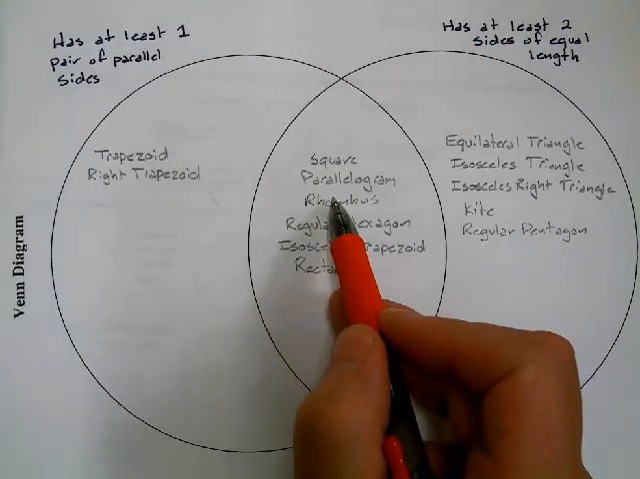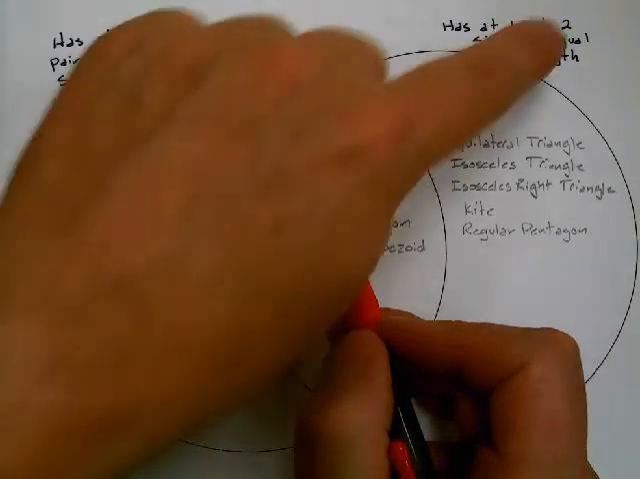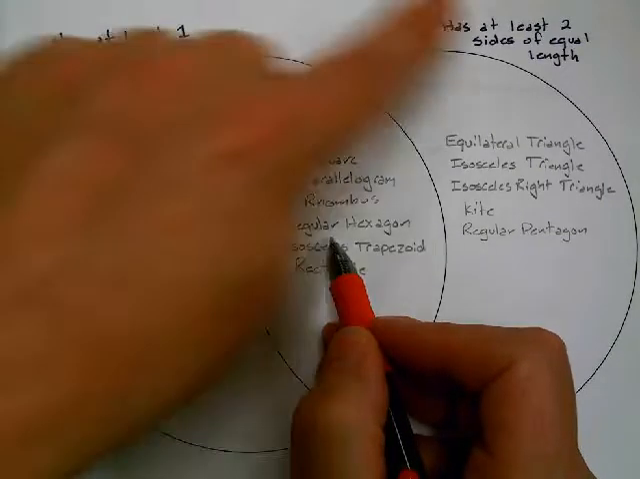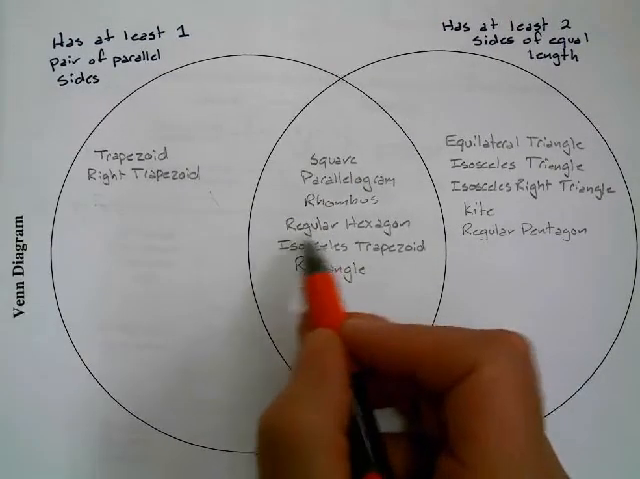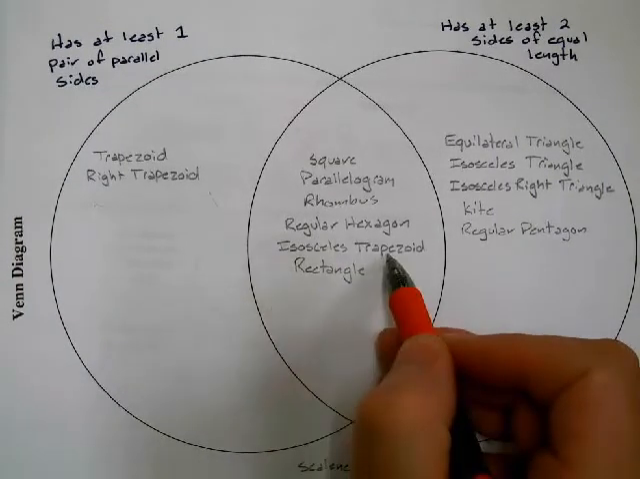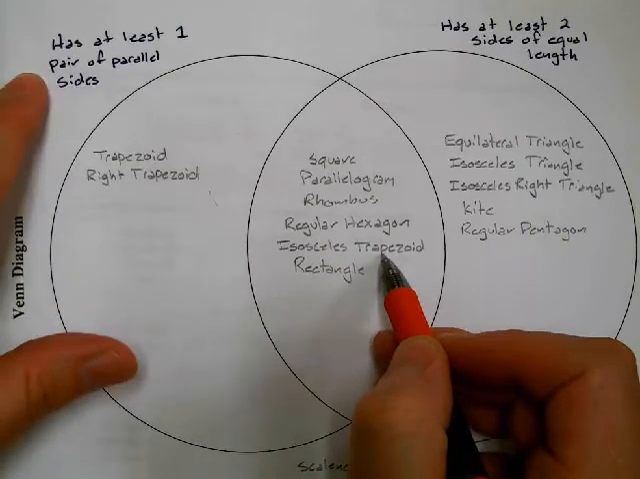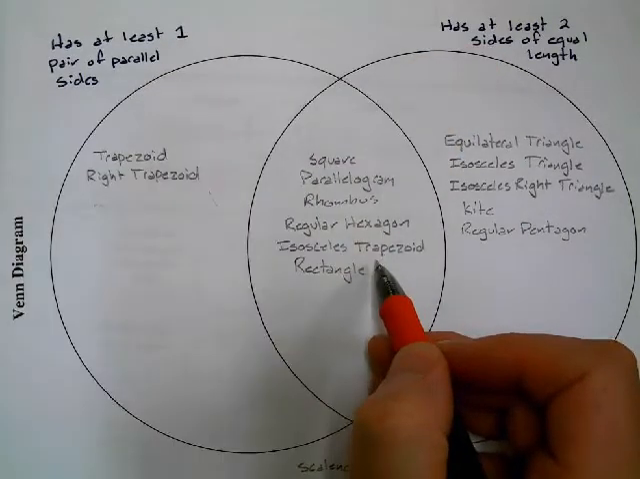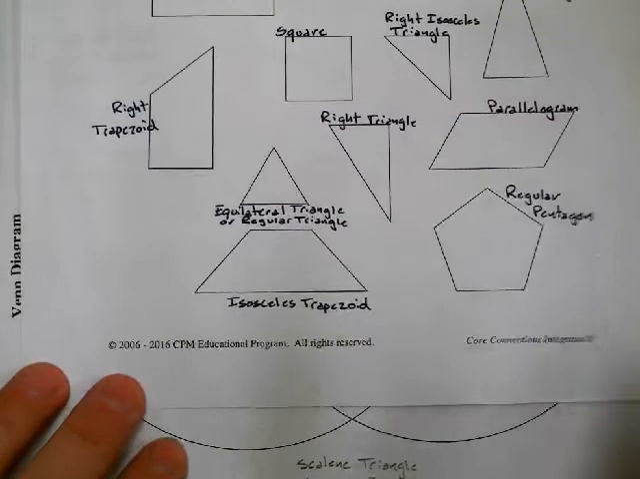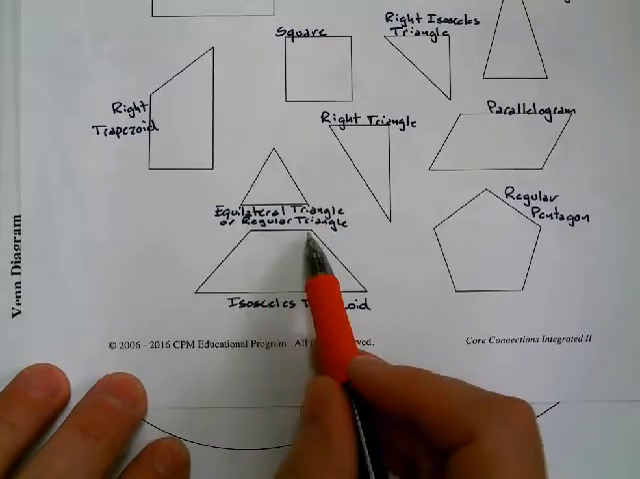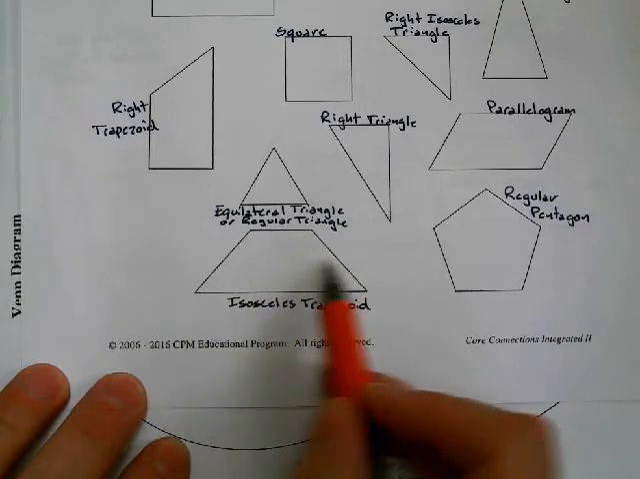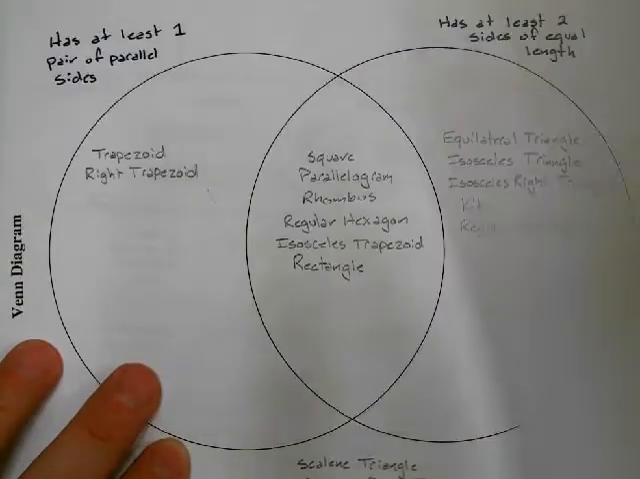Rhombus, parallel sides, sides of equal length. Regular hexagon has parallel sides and sides of equal length. Anytime you see that word regular, that means that the sides are congruent to each other. Isosceles trapezoid, that does have parallel sides and it does have two sides that have equal length. Remember with the isosceles trapezoid, we've got parallel sides here, and then in an isosceles trapezoid, these two have equal lengths. All right, and a rectangle fits in this section.